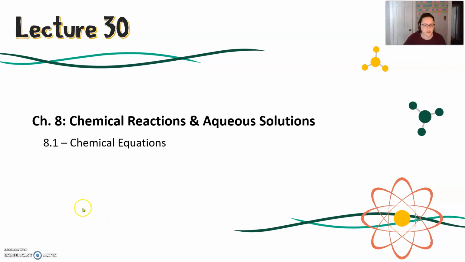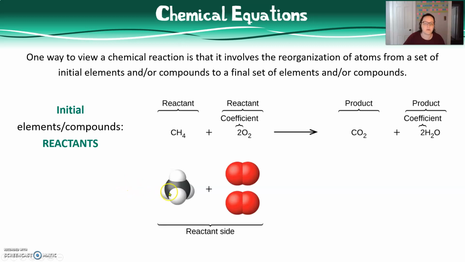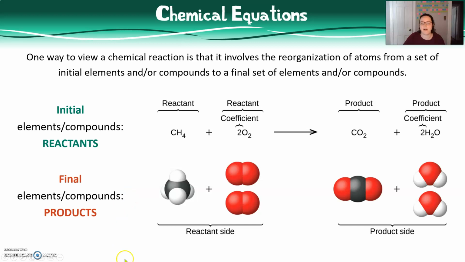This first mini lecture introduces the components of a chemical reaction equation and the importance of balancing chemical reactions. The first thing to recognize about chemical reactions is that they represent a reorganization of atoms from a set of initial elements or compounds called reactants to form a final set of elements or compounds called products.